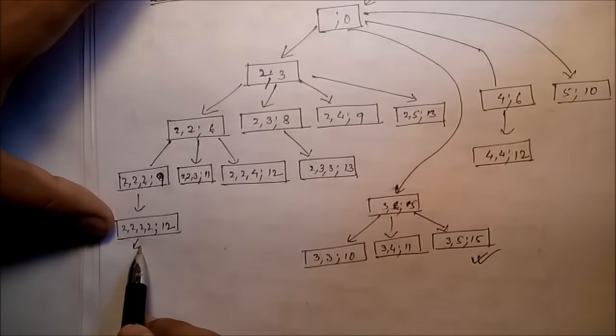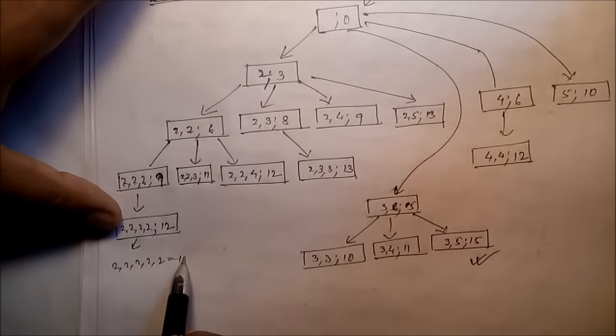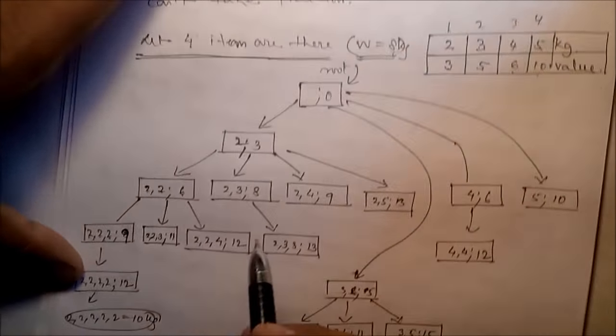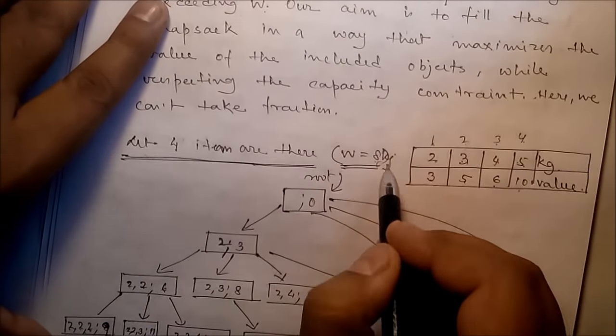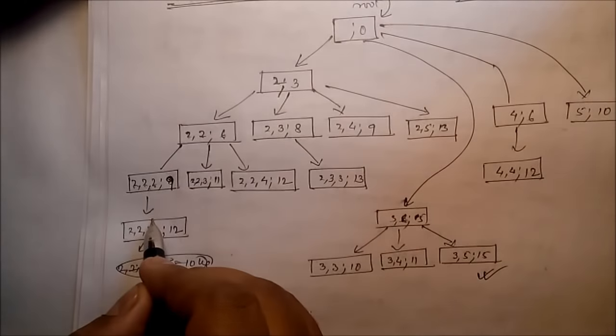Now we can't take another first item, so we can't take 2 comma 2 comma 2 comma 2 comma 2 because total is what? 10 kilogram, but it can carry only 8 kilograms. Okay, so we can't take another first item, so return it back.